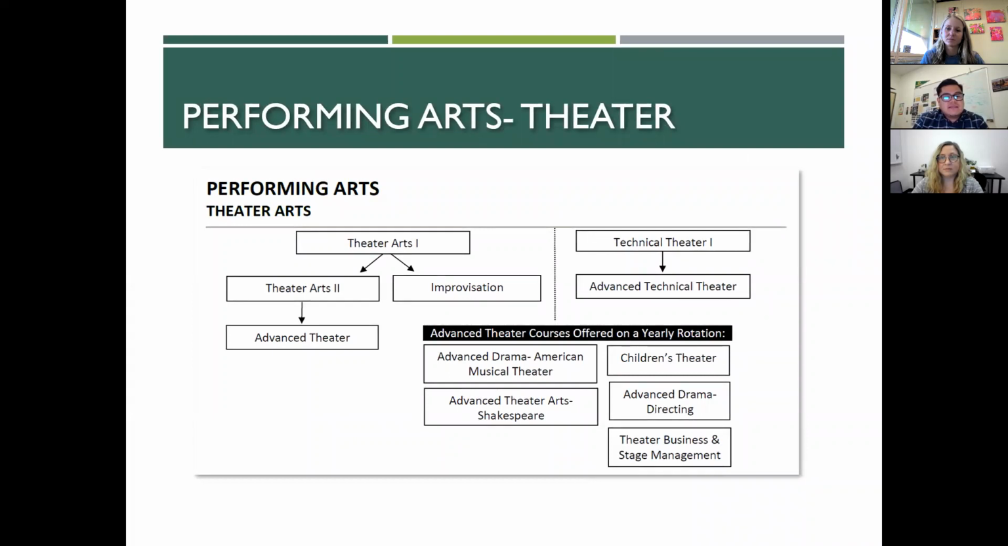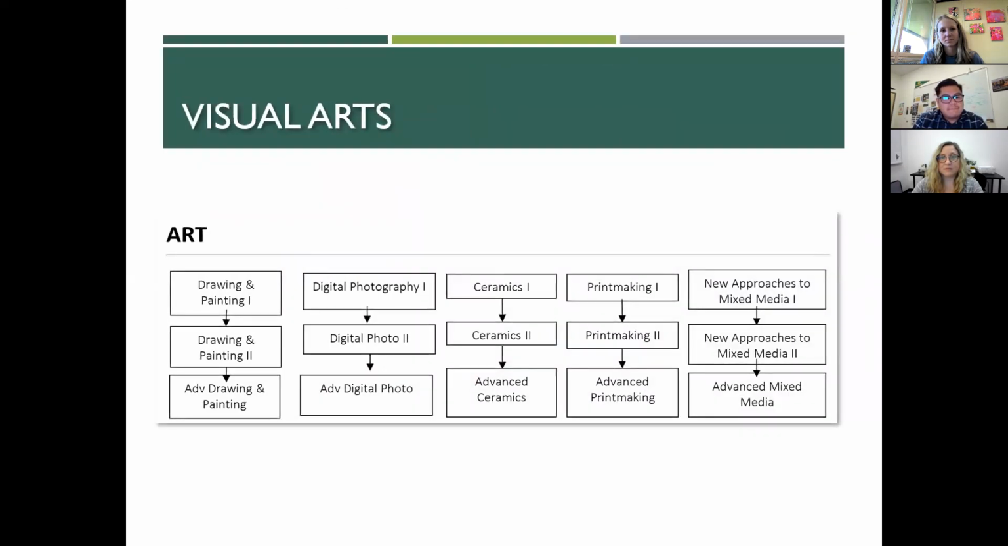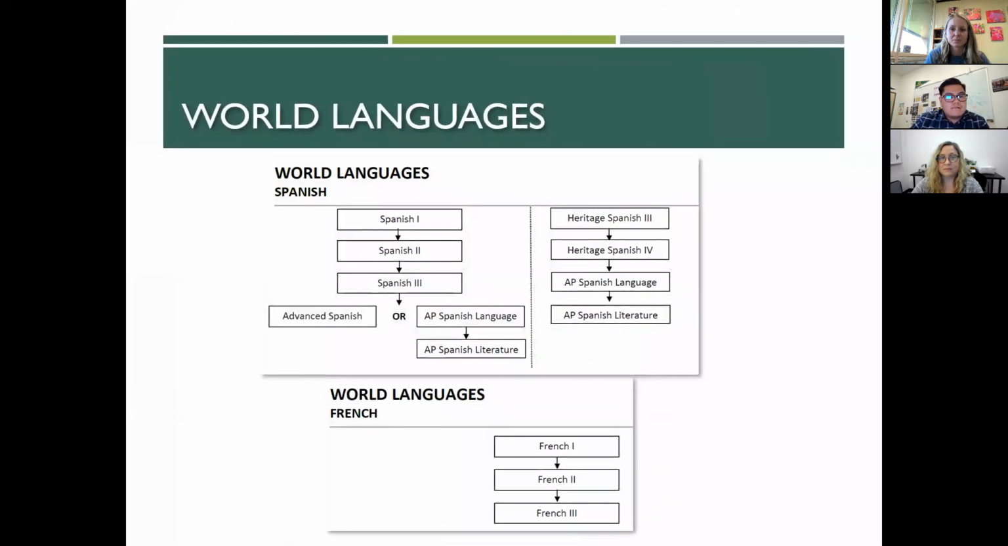If you're interested in acting or behind the scenes work, be sure to sign up for the theater classes. There are several advanced classes that are offered on a rotational basis. There are lots of options in art, including drawing and painting, digital photography, ceramics, printmaking, and mixed media. And McKay has 2 world languages, Spanish and French. Both are awesome. You should take both.